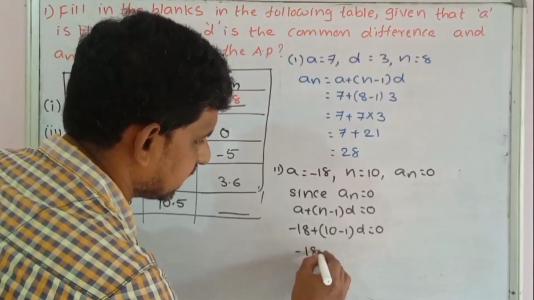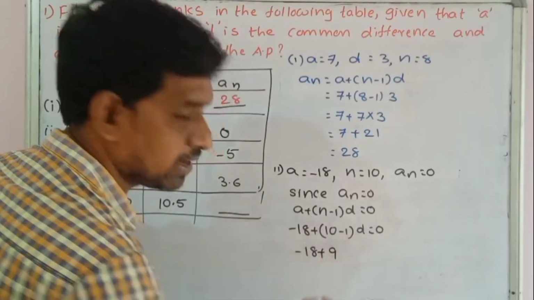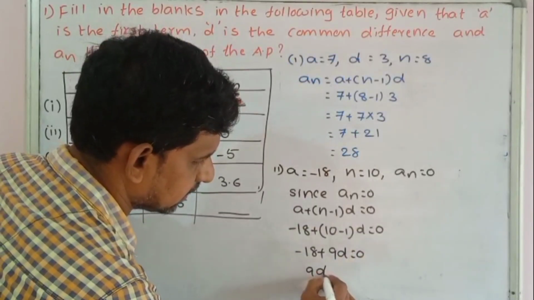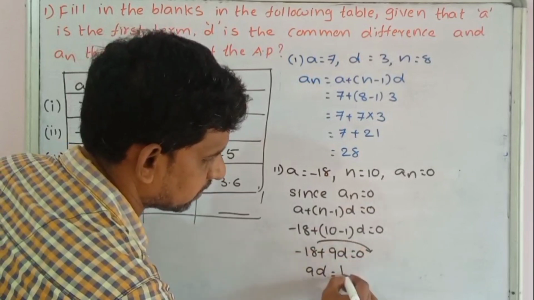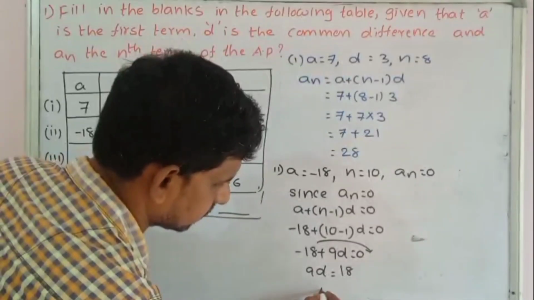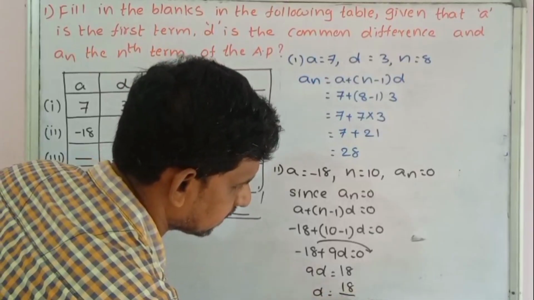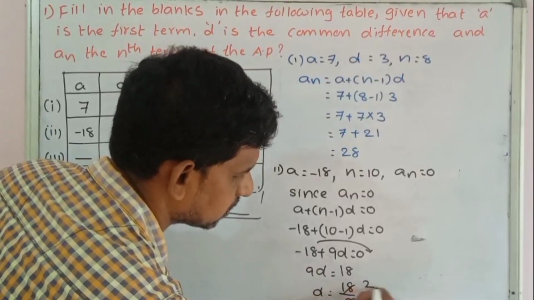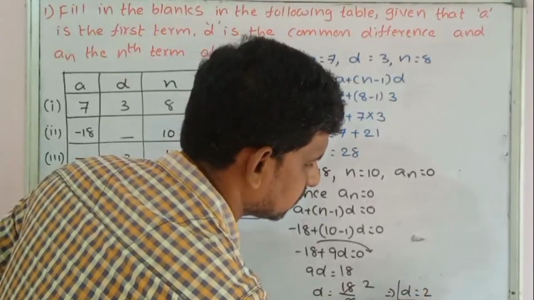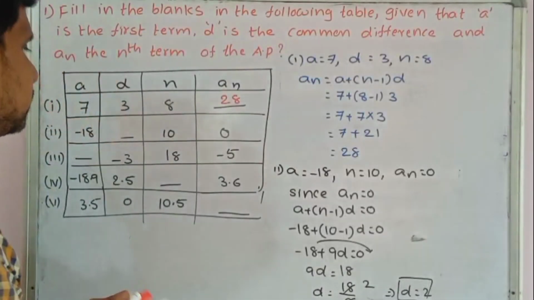So minus 18 plus 10 minus 1 is 9. 9d equals 0, so 9d equals minus 18, transpose to left side plus 18. So d equals 18 by 9. How many times? 2 times. Therefore d equals 2.